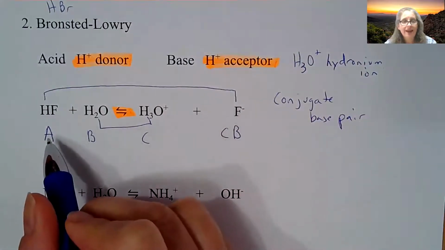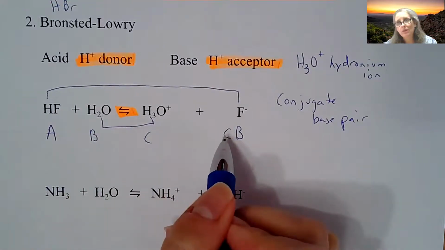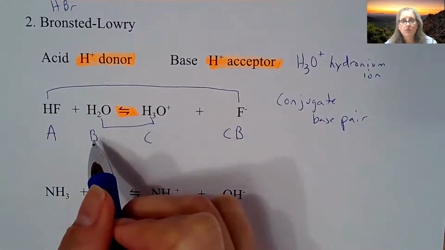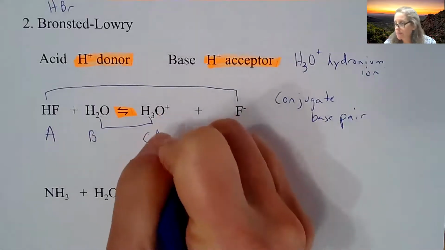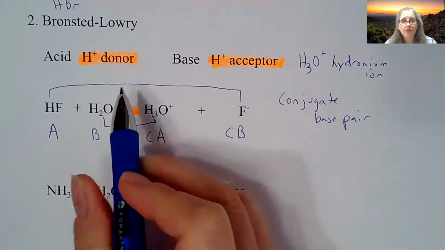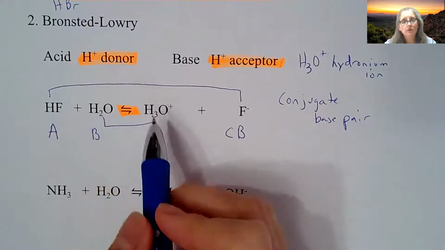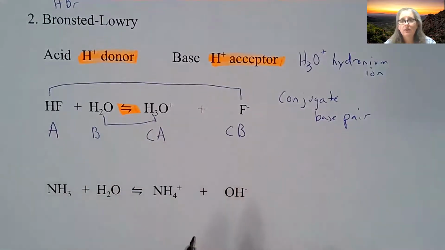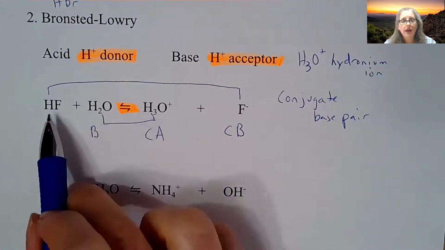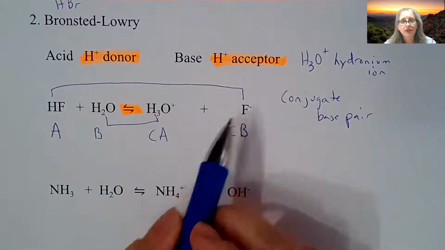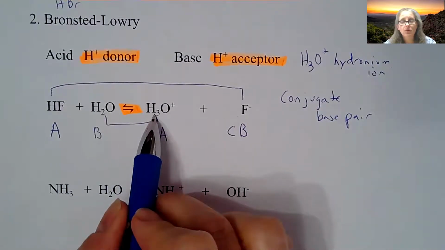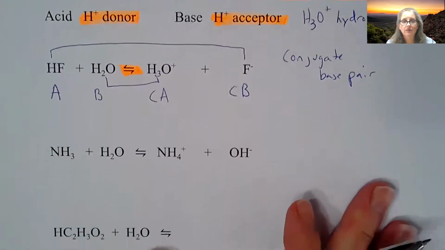Please note that any acid always becomes the conjugate base and vice versa. So the base becomes the conjugate acid. Does this H3O+ have an extra H to donate, an H+? Sure. Okay, so that's going to be your conjugate acid. So HF and F- are your conjugate acid-base pair. Water and hydronium ion are your conjugate acid-base pair there.